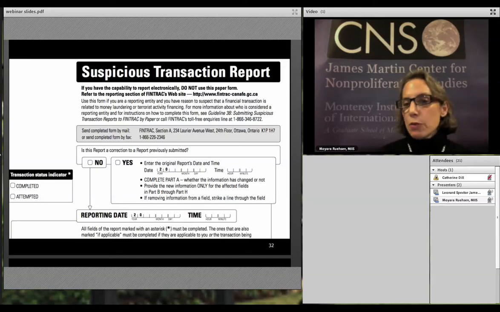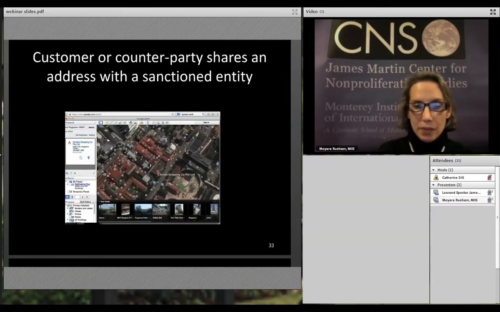We also need to remember that STRs have important historical value. So even if an investigation is launched 3 years after the STR is submitted, that information can still be valuable in catching and prosecuting the criminals. So you want to include all of the important details in those STRs that might end up being useful. So what would be grounds for suspicion?